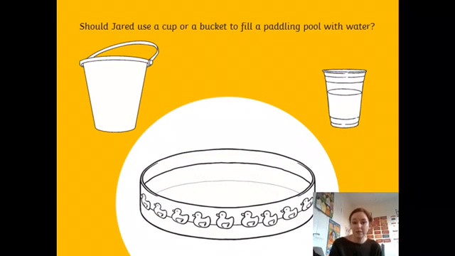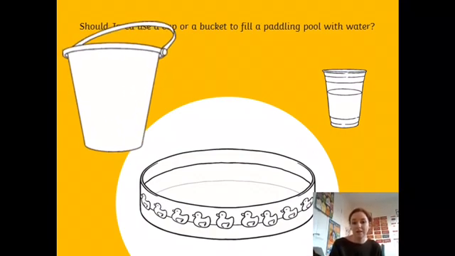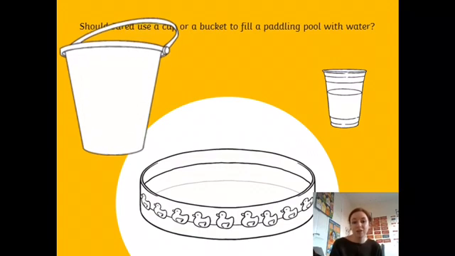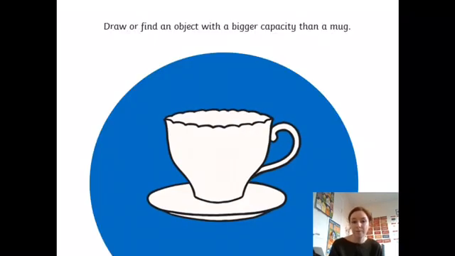I would definitely suggest Jared uses the bucket. He'd have to make less trips, wouldn't he, if he was using the cup? He'd be there all day trying to fill it up. The cup doesn't have a very big capacity. It doesn't hold very much compared to the bucket.